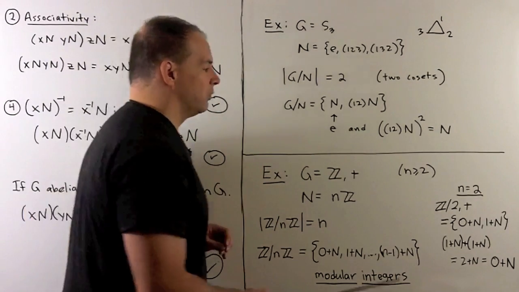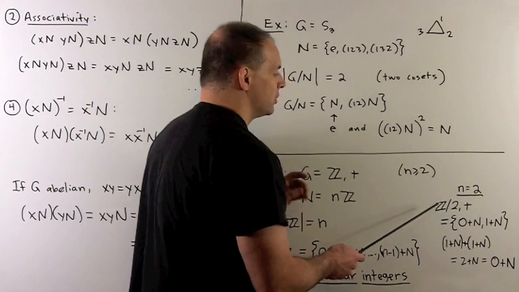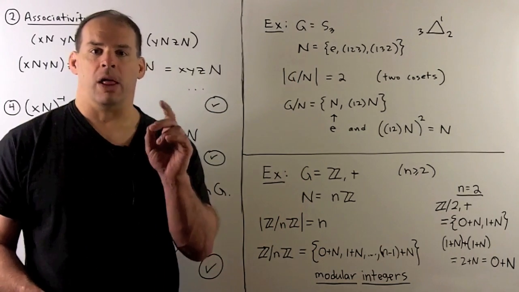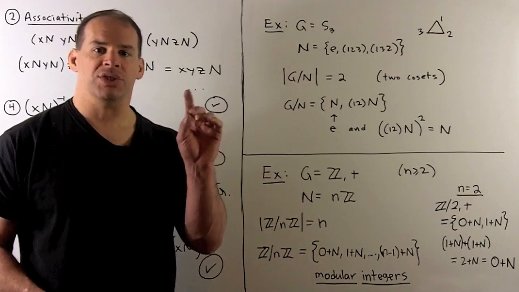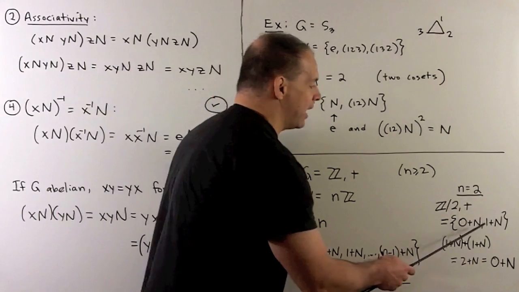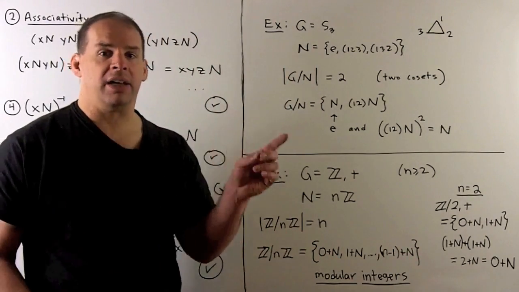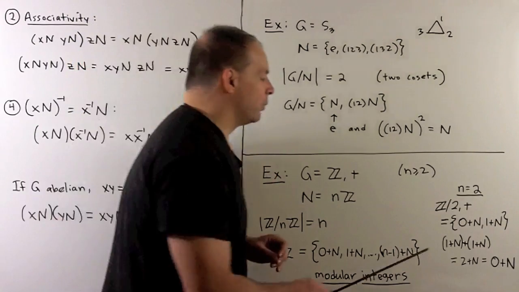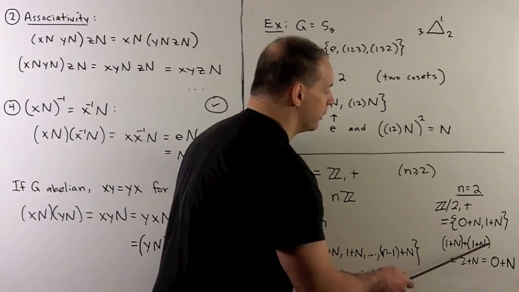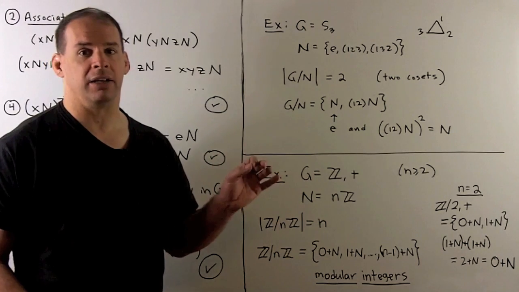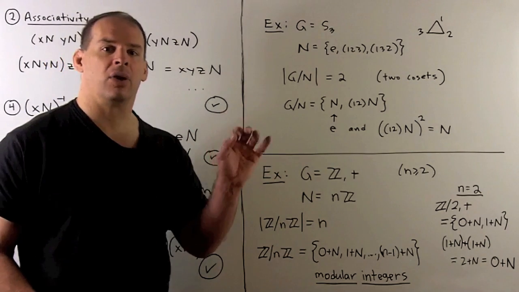Again, note, if we let n be equal to 2, we'll have Z mod 2 under addition. The two elements that we have are the identity element, which is 0 plus nZ, and the element 1 plus nZ. For the other element, if we add it to itself once, we're going to have 2 plus nZ, which is equal to 0 plus nZ, the identity. So we have the identity element and another element of order 2.